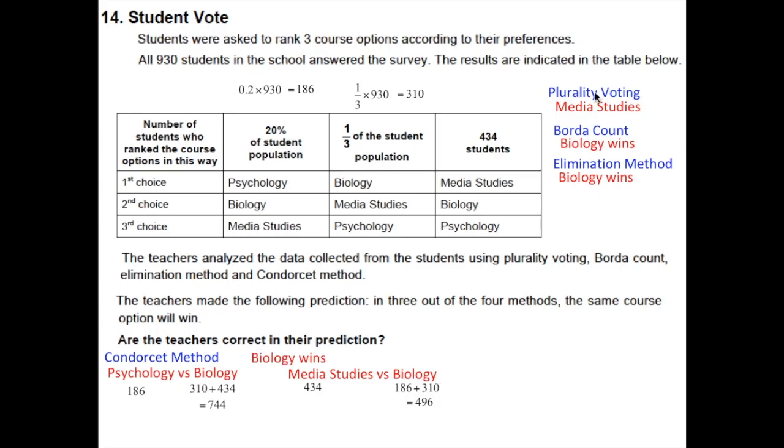Biology won for the Borda count, elimination, and for the Condorcet method. The teachers made the following prediction. In 3 out of the 4 methods, the same course option will win, and it was biology, and they were right. Are the teachers correct in their prediction? Yes, they are. And that's it for question number 14.